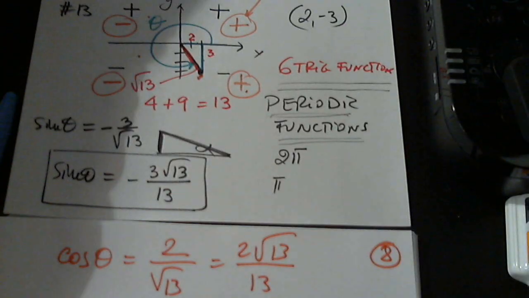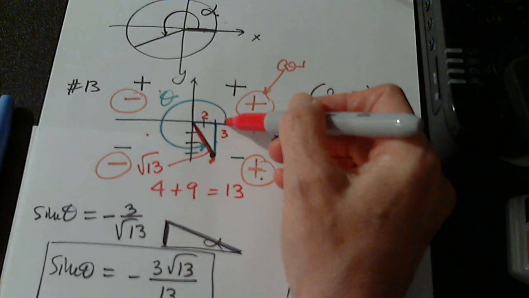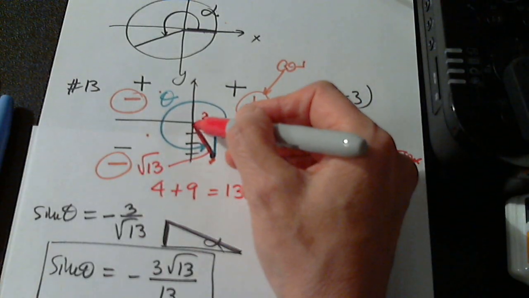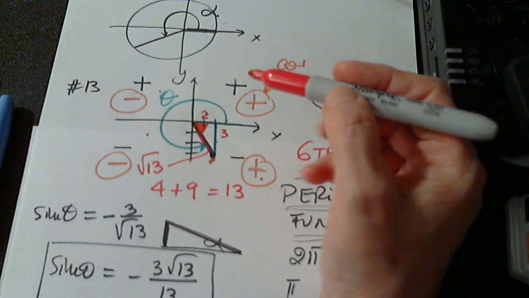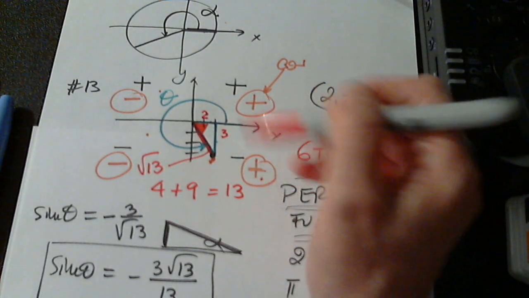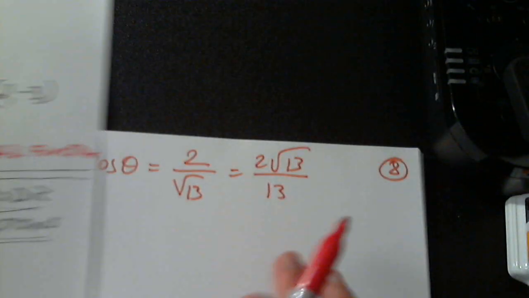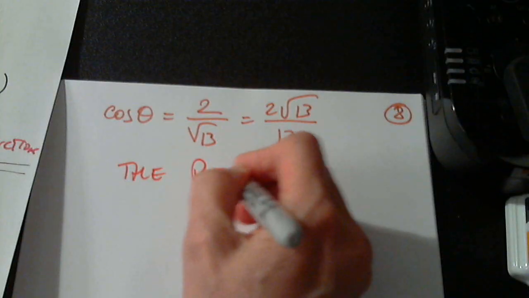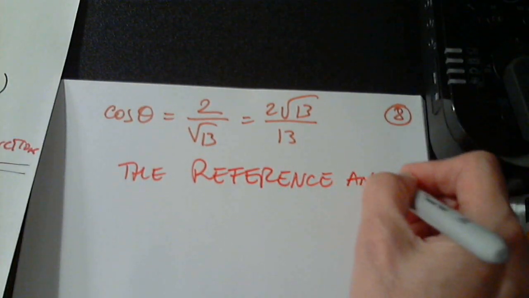Now I would like you to say something else. I would like you to say, hey, you're talking about this angle, but you measured everything based on this angle. The 3 over the square root of 13 and the 2 over the square root of 13. What are you doing? Okay, that is a very important angle. It's called the reference angle.